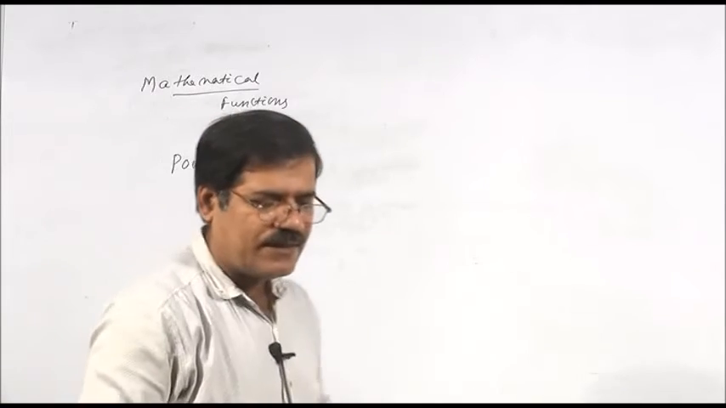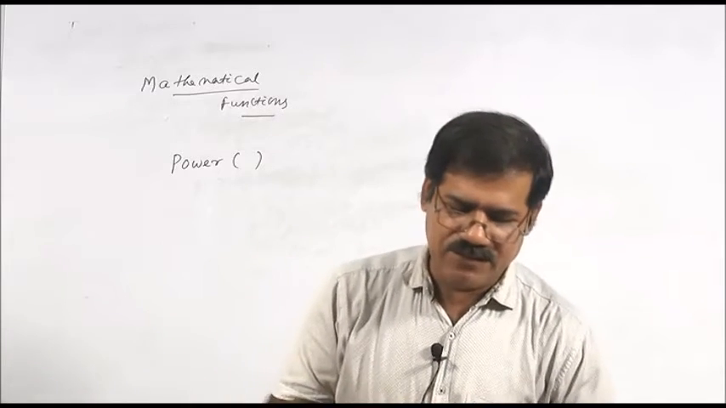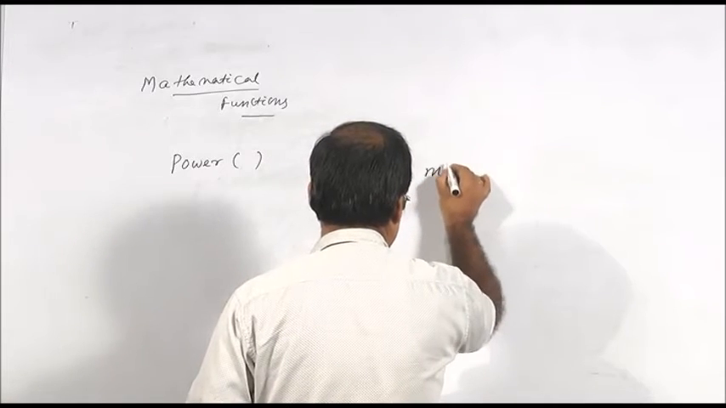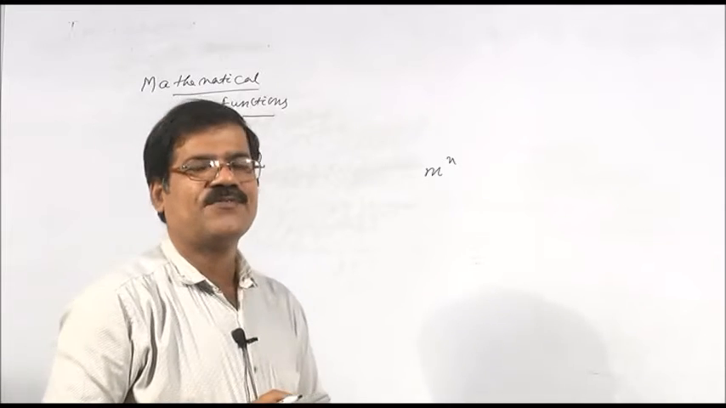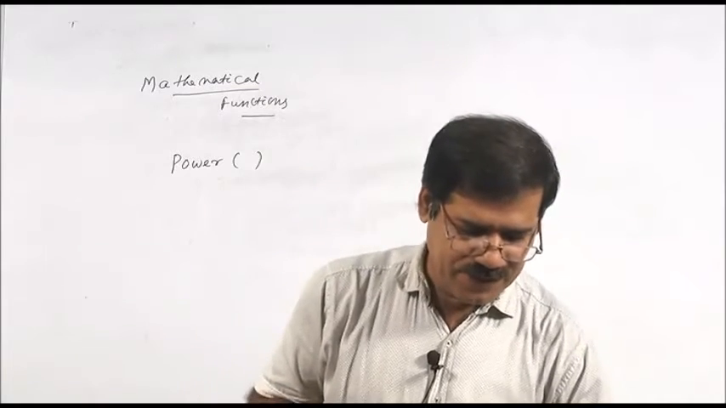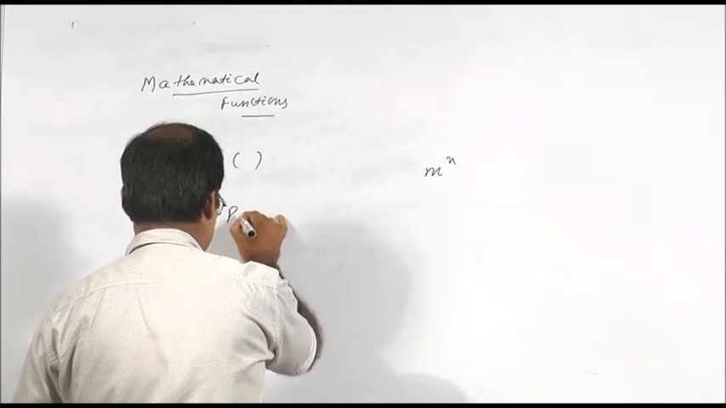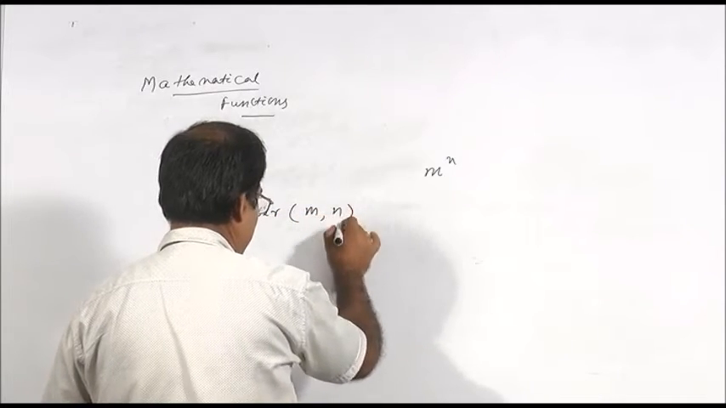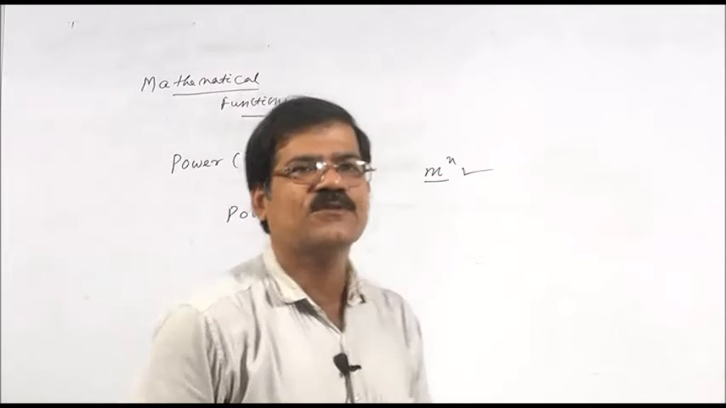So what will it calculate? It will calculate m to the power n. It will return m to the power n. How do you write it? You write power(m, n). M comma n means m to the power n. That value will be calculated and the result will be shown to you.